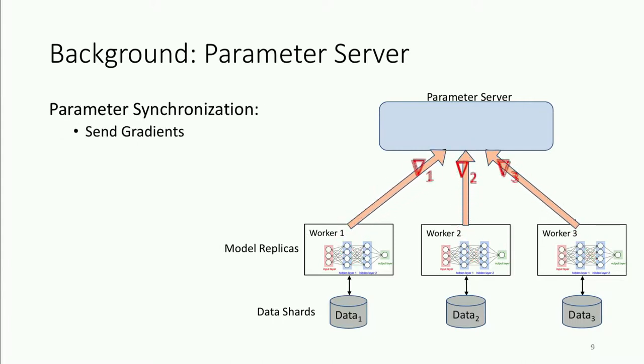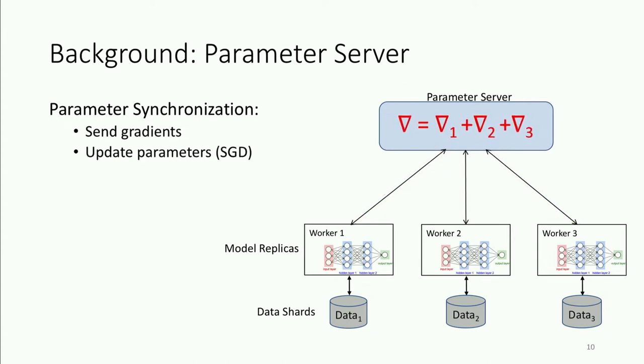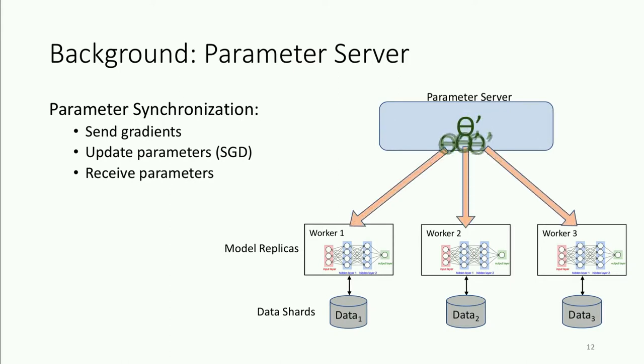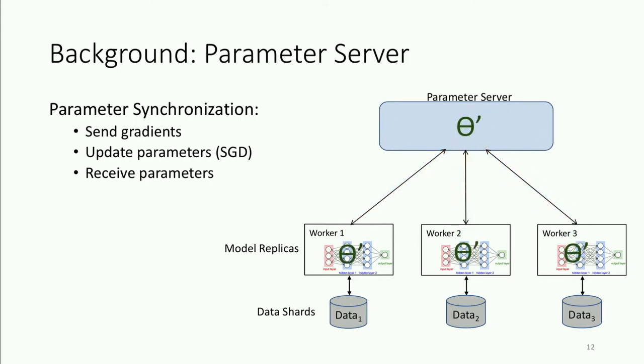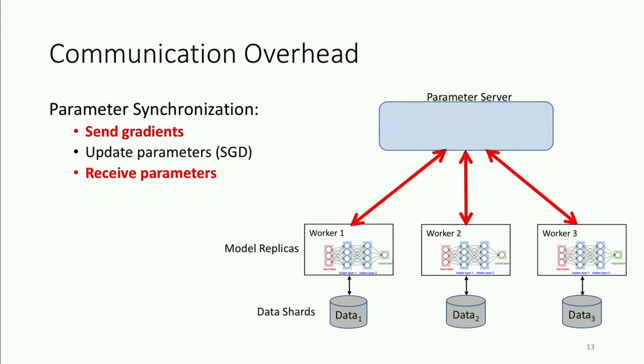And then they synchronize these parameter updates by sending the gradients to the parameter server. The parameter server then aggregates these gradients and updates the parameters using an optimization algorithm like stochastic gradient descent. And then finally broadcasts these updated parameters back to the worker machines.